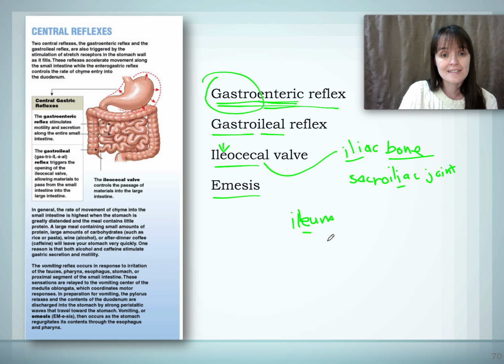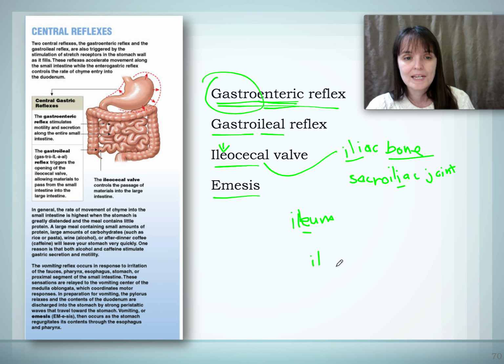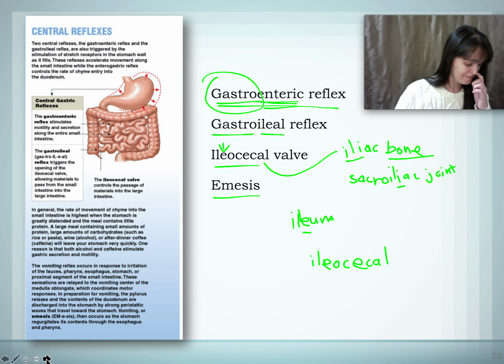Especially on a lab test, in person or on Canvas, if you write ileocecal valve with an I, then that is absolutely wrong because you're referring to bone. You're not referring to small intestines. Ileocecal, so that's an E. All right.